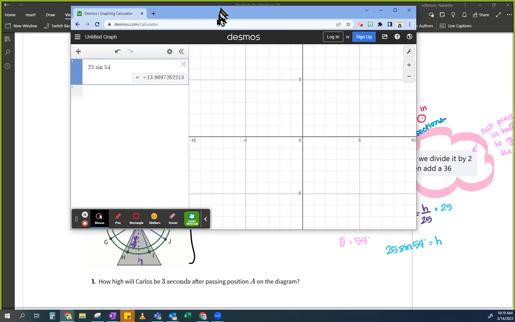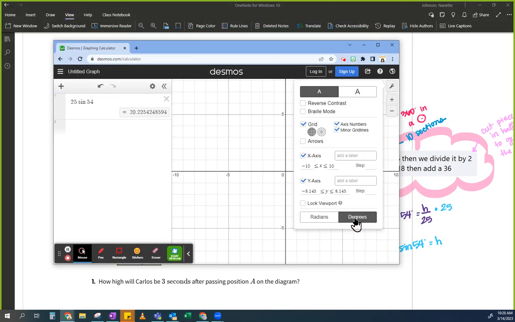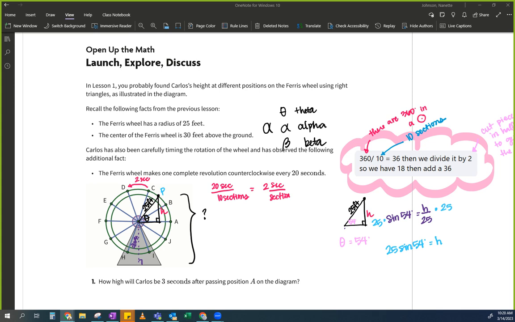That was a lot. He can't be negative, right? And it's because I forgot to hit degrees. Ta-da! It's 20.2, right? Not my answer, rather, the H. H is about 20.2. And I'll put feet to remind you. If you keep your units in here, the answer is feet. H is in feet.